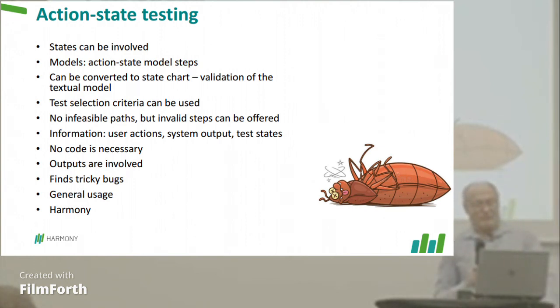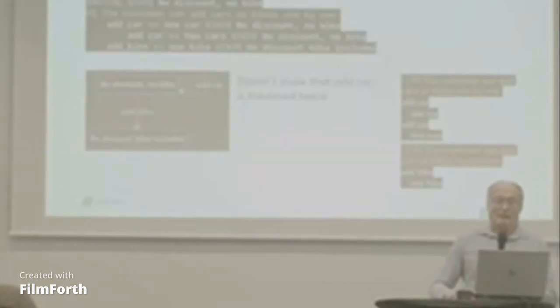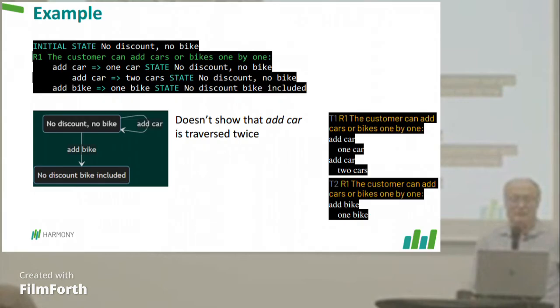This consists of all the necessary information: user actions, system outputs, and test state. And really, no code is necessary, and the outputs are involved, which is a very good thing because you don't need to set the outputs after the modeling. And we can find very tricky bugs, and it can be generally used. There is only one such tool, it's Harmony. And here is an example.